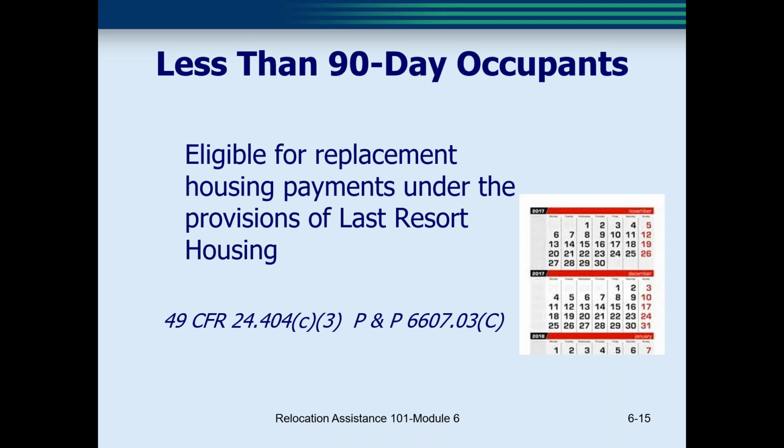Displaced persons who fail to meet the length of occupancy requirements as a 90-day occupant are provided the exact same benefits, but they are paid under the provision of last resort housing. So they're still going to get the housing payment, but it's under last resort housing. That's how we're able to do that, because they haven't met the occupancy requirements.